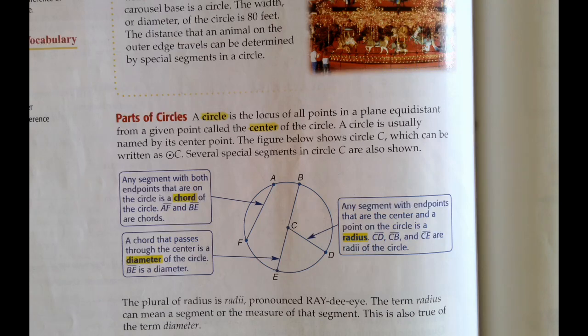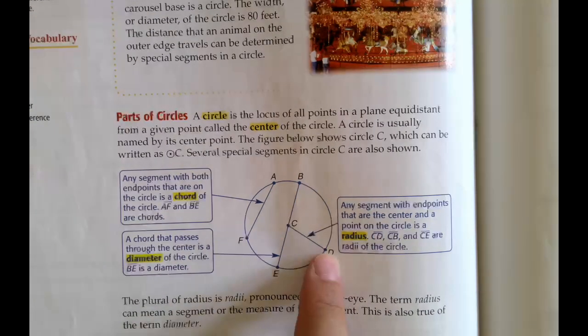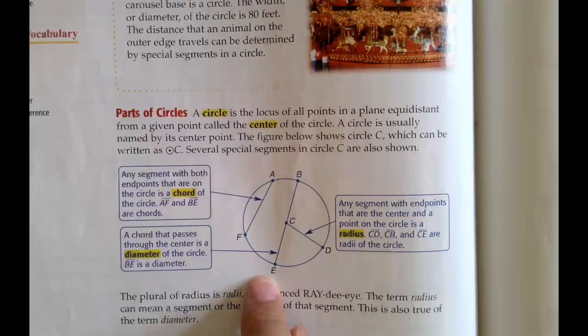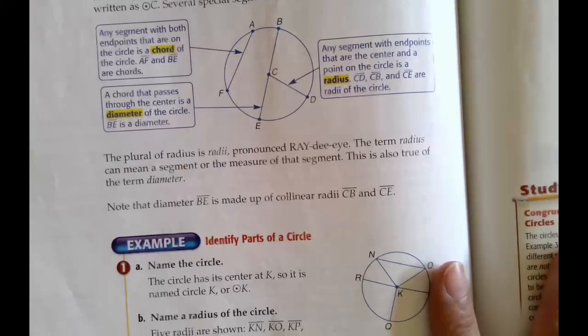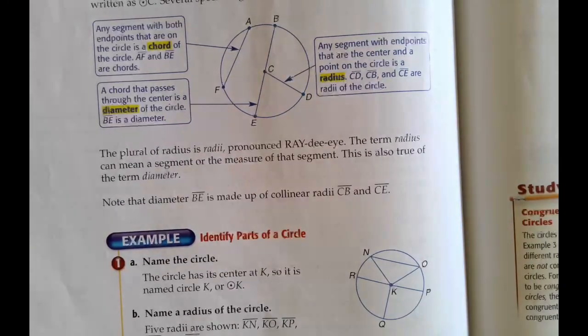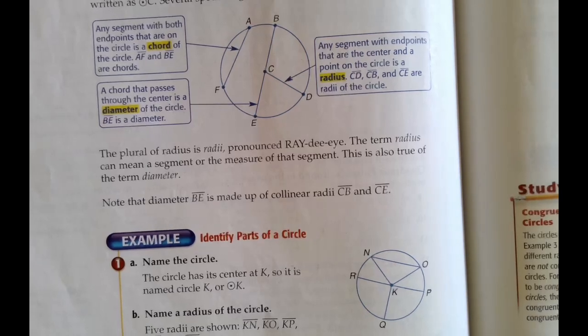Any segment that goes from our center to our circle is known as our radius. Here we actually see several radii. CD is a radius, CB is a radius, and so is CE. Like I said, the plural of radius is radii. The term radius can mean a segment or the measure of the segment, and the same is true for diameter.